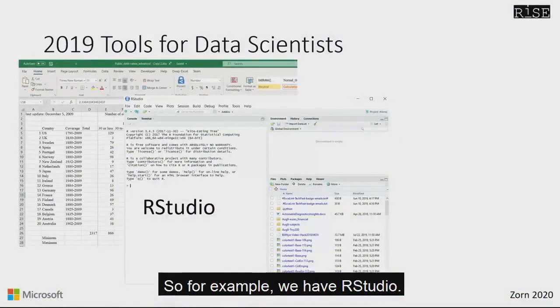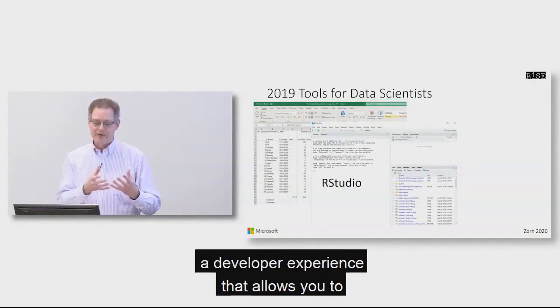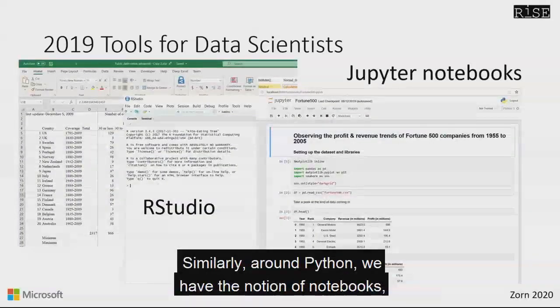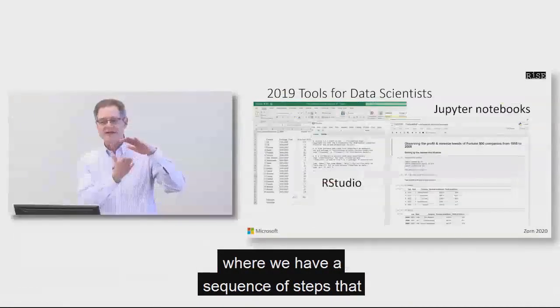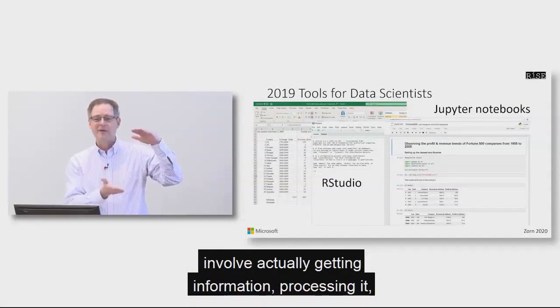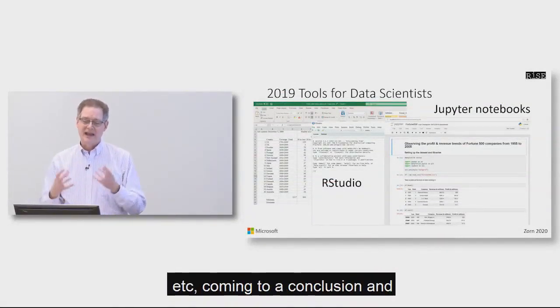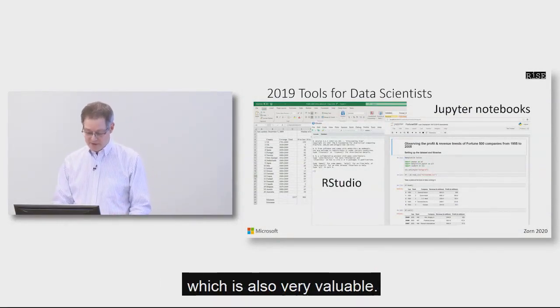So, for example, we have RStudio. S evolved into the language R, which is an open source implementation of S. And RStudio is a developer experience that allows you to write code in R and understand it. Similarly, around Python, we have a notion of notebooks, which is really an evolution of the concept of literate programming, where we have a sequence of steps that involve actually getting information, processing it, et cetera, coming to a conclusion. And these notebooks capture those steps in a way that they can be shared, which is also very valuable.